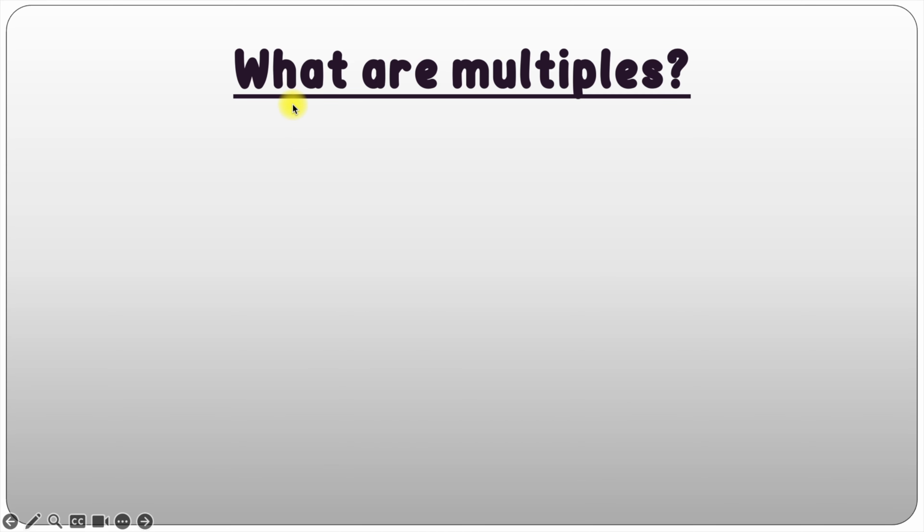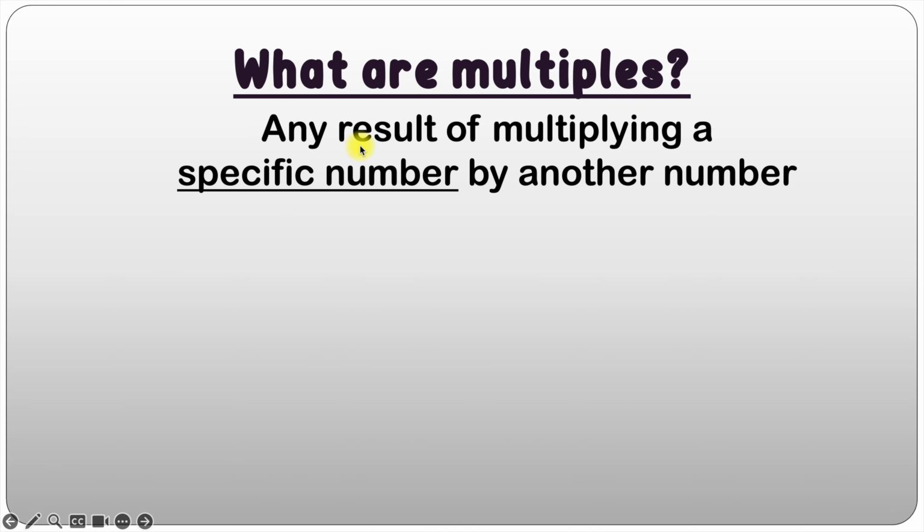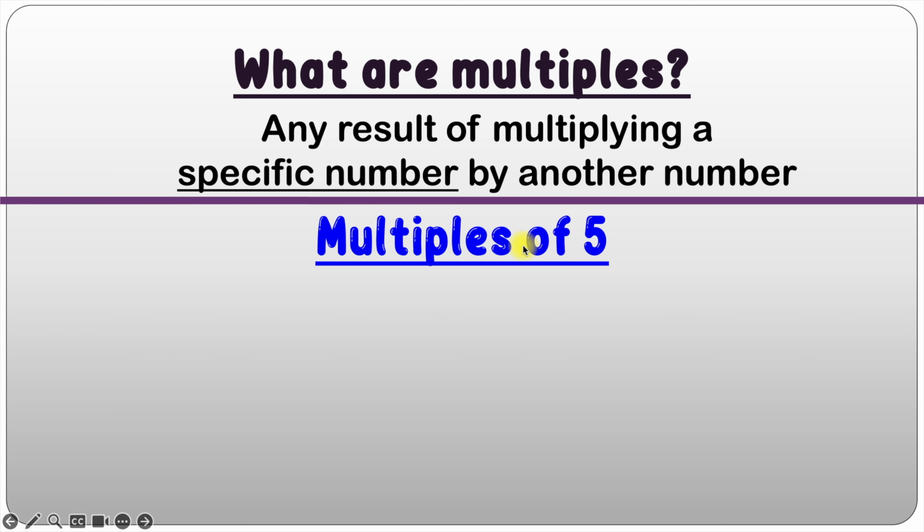So what exactly are multiples? Well, multiples are any result from multiplying a specific number by another number. So for example, let's say we're looking for the multiples of 5. Well, our specific number that we're talking about is the number 5. So we'll start with 5, and then we'll multiply it by any number. The most reasonable thing to do is to start with the number 1, and that equals 5.